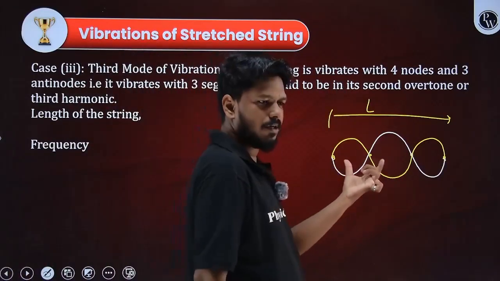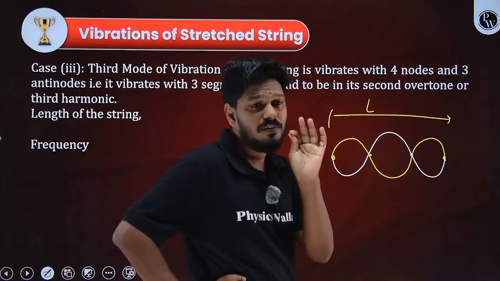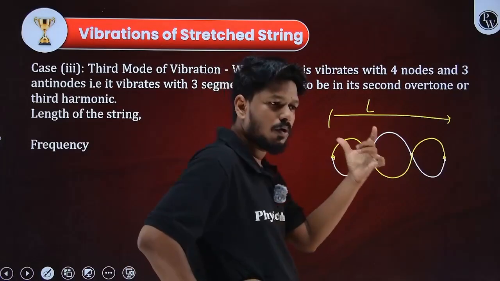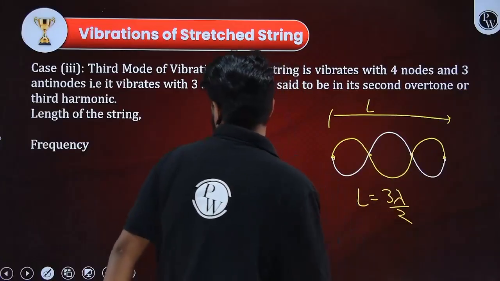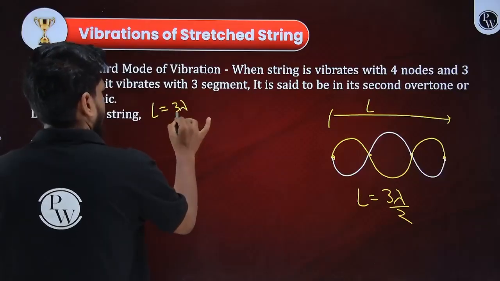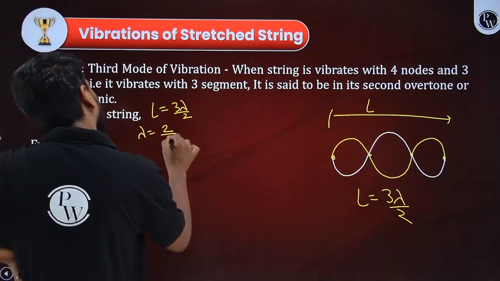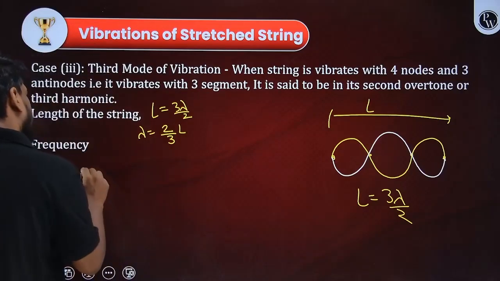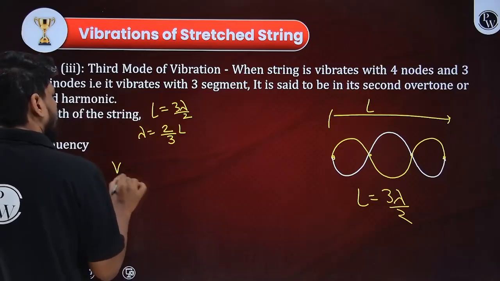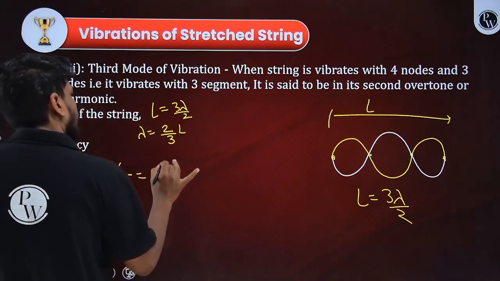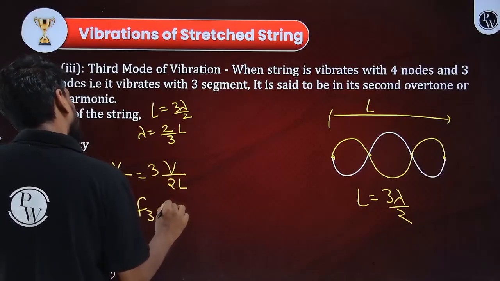So this is lambda by 2, lambda by 2. I have already taught you that an antinode is formed only when we have lambda by 2. So lambda by 2, 2 lambda by 2, 3 lambda by 2. My length is going to be 3 lambda by 2. So how can I write the wavelength? Wavelength is equal to 2 by 3 times L. My third frequency is equal to velocity by wavelength. So what do I get? Velocity by 2L by 3. Can I write my F3 is equal to 3 times F1?